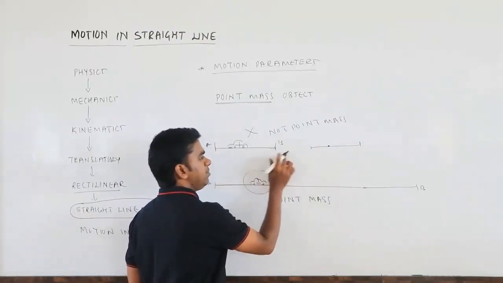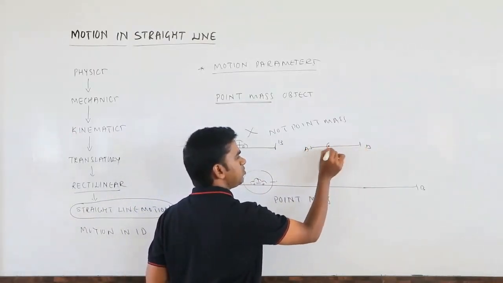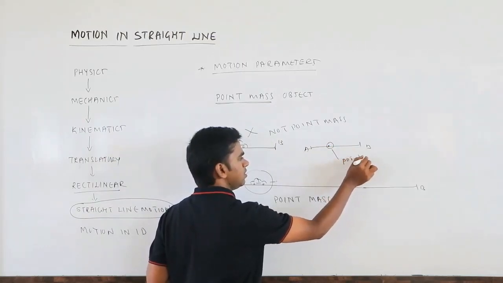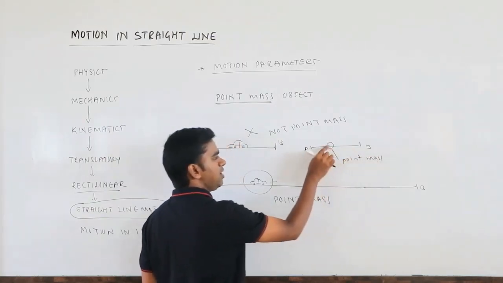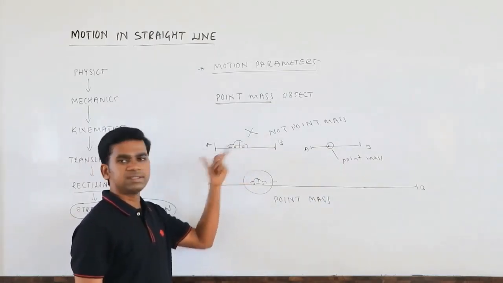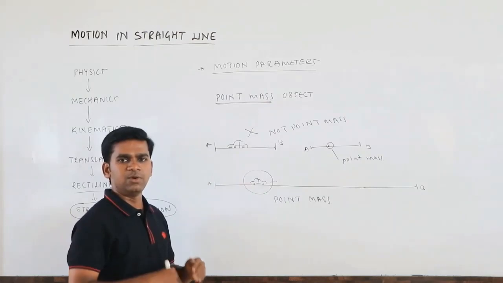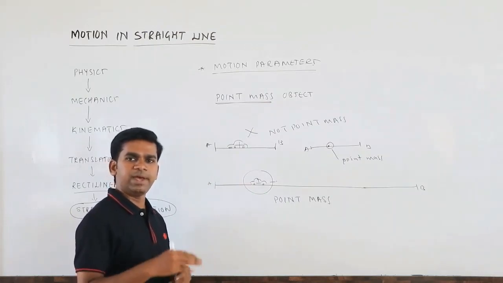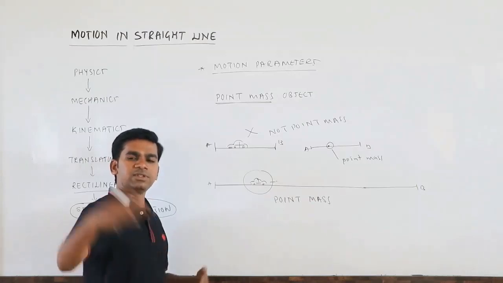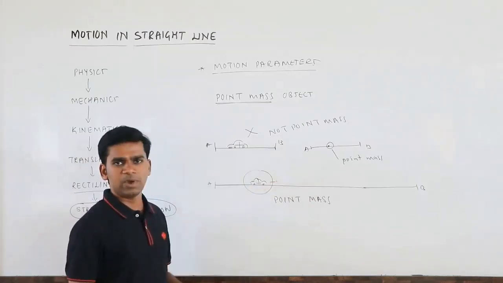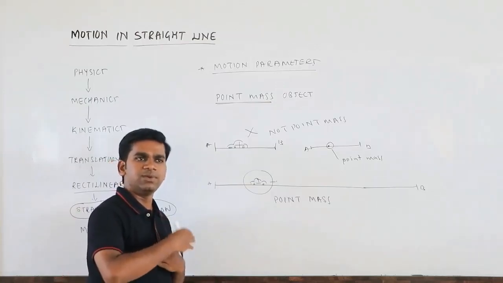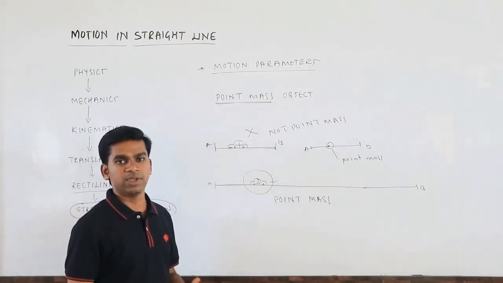now for the same distance from A to B, this point is a point mass. You can say this point is a point mass, but this car is not a point mass for that much distance. For 100 meters, your bicycle may be a point mass. For 1000 meters, a car may be a point mass. For some 5000 kilometers, your bus is going to be a point mass.